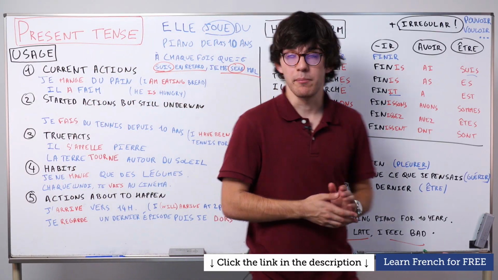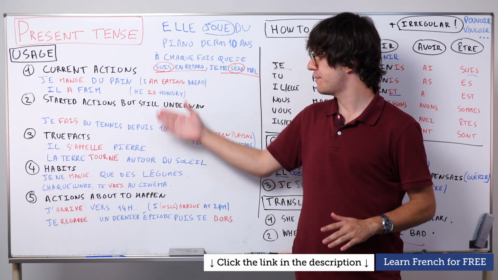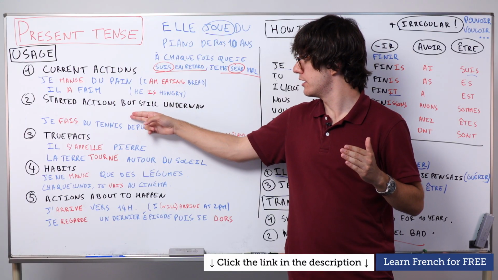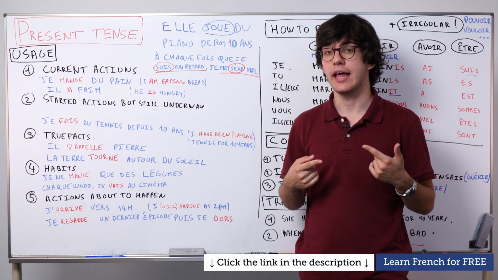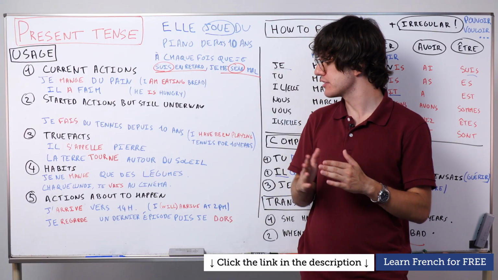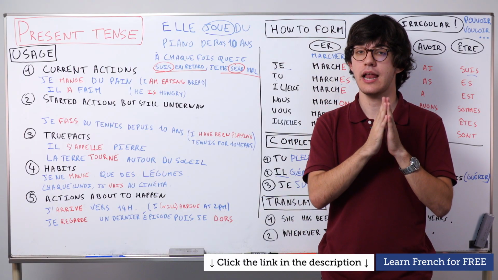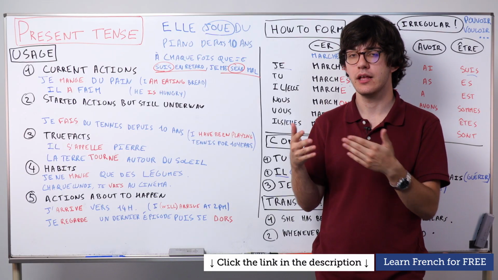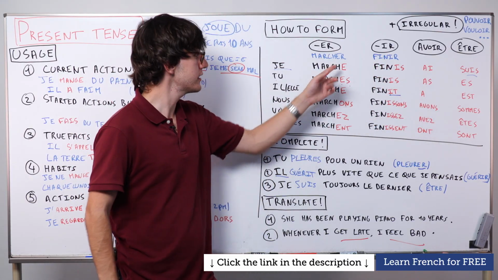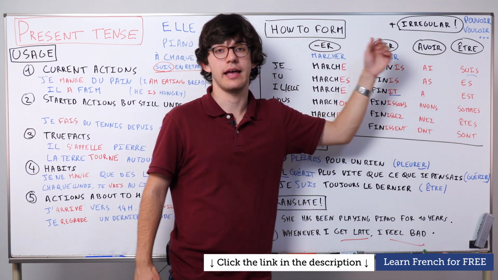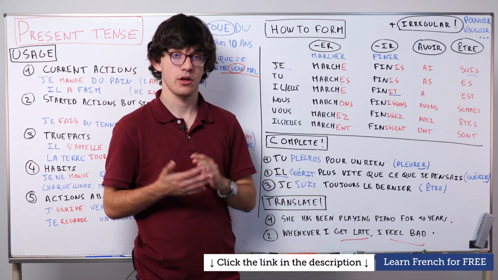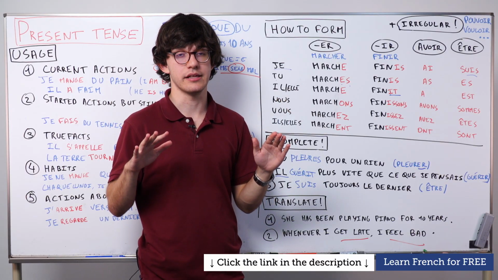So let's sum it up. Here we've seen five different usages: current actions; actions that you started but are still underway; true facts and habits; and actions that are about to happen, that haven't happened yet but are really close to being done. And then you need to remember all those different endings for the two groups, for the two main verbs avoir and être, and then learn the irregular verbs. That's really important. If you remember all that, the present tense is really easy for you now.